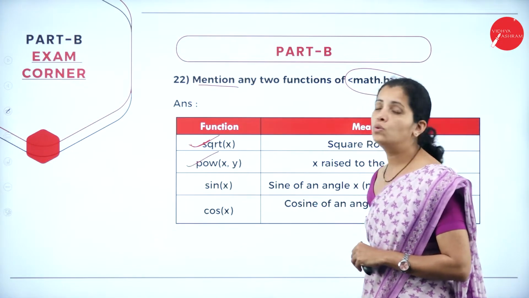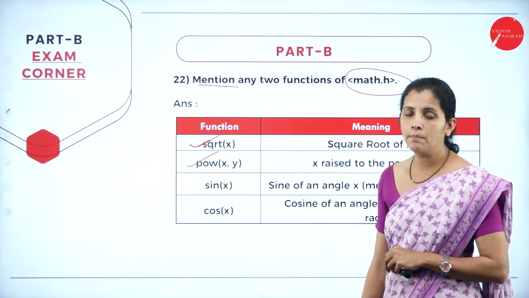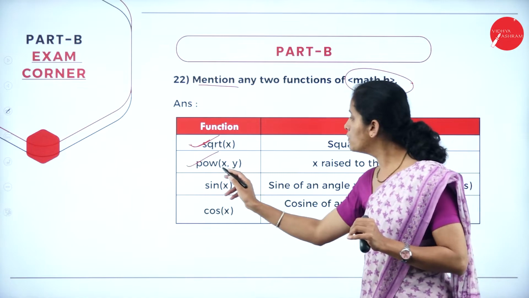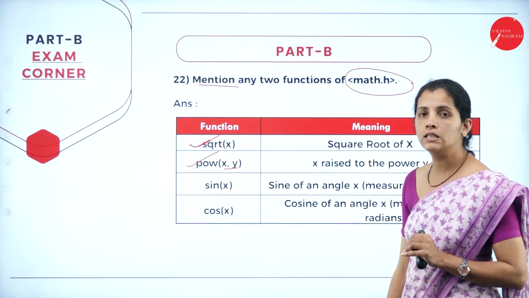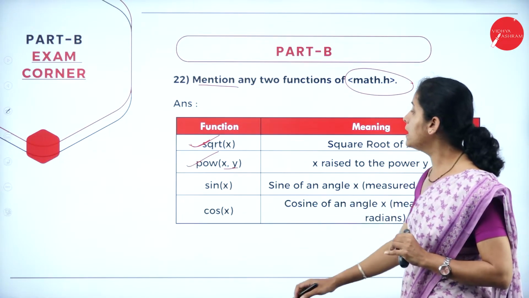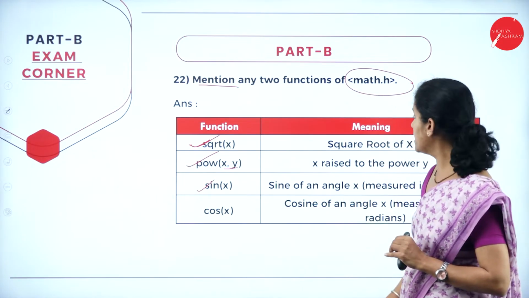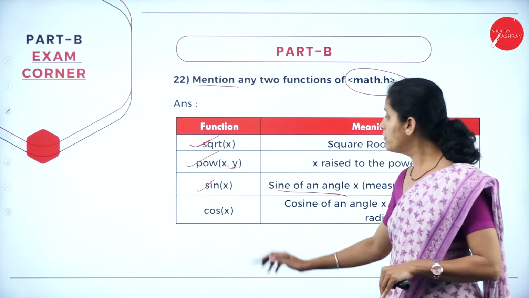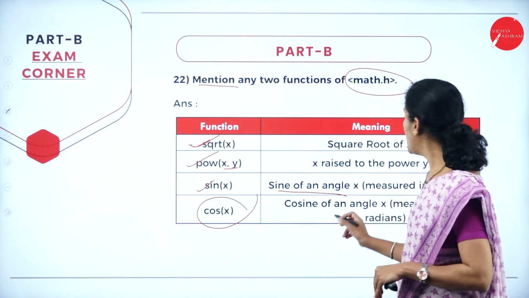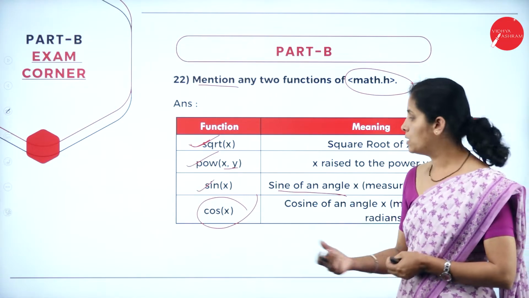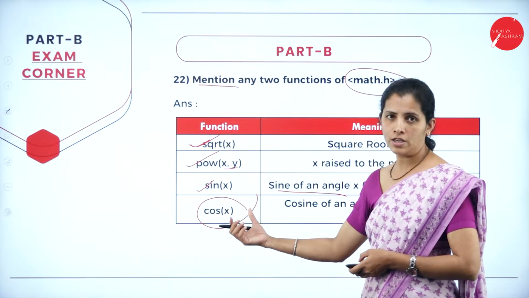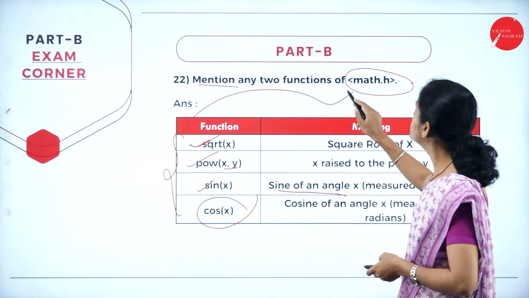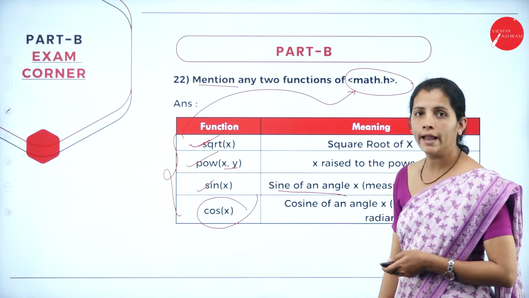And to find the power of a given number, once again I can use the power function, and I'm going to pass 2 values, that is x and y. Even I can consider sine, that is sine of a given angle x. If I want to find the cosine of an angle x, once again I'm going to have the cos function. So these are the built-in functions which are stored under math.h.